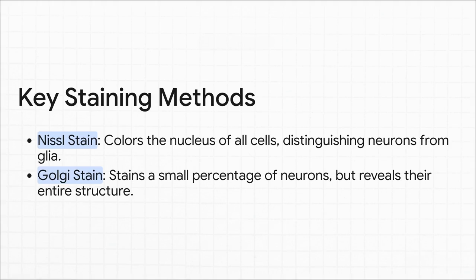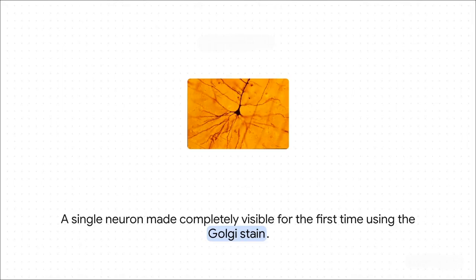For some reason, it only stained a small fraction of neurons, but when it did, it colored the entire cell from tip to tail. And boom, for the first time in human history, we could see the full, beautiful, intricate shape of a single neuron. This image, right here, changed everything. The invisible universe inside our heads suddenly had a face.